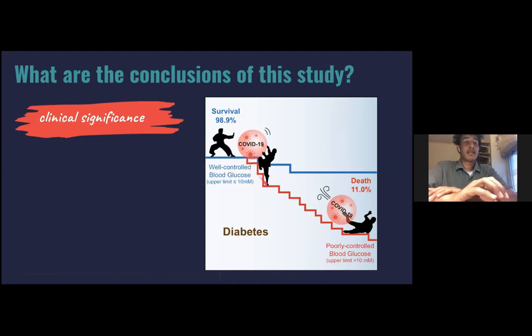And then in comparison, the red poor outcome line is a person who is depicted as falling as a result of COVID-19. And these individuals have a death rate of about 11%, which is a really dramatic decrease from the 98.9% survival rate of those who have well-controlled blood glucose. So again, the clinical significance here is that one of the most important things in these individuals who have COVID-19 as well as pre-existing type 2 diabetes is really strict control of their blood glucose.